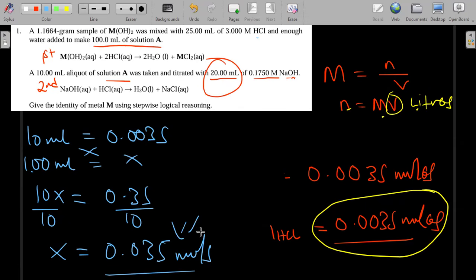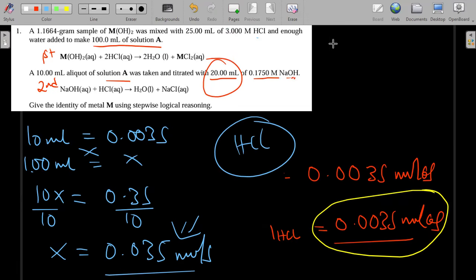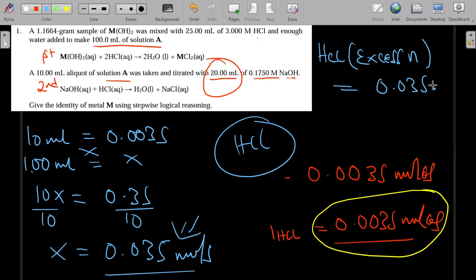So these are the moles in 100 milliliters of solution A. And we've gotten them from the second reaction. So these moles are the excess moles of the hydrochloric acid that went to react in the second reaction. Remember we said we have two reactions here. So these are the excess moles of hydrochloric acid, and we can write it here. The excess moles of hydrochloric acid are equal to 0.035 moles, or the moles that reacted in the second reaction.